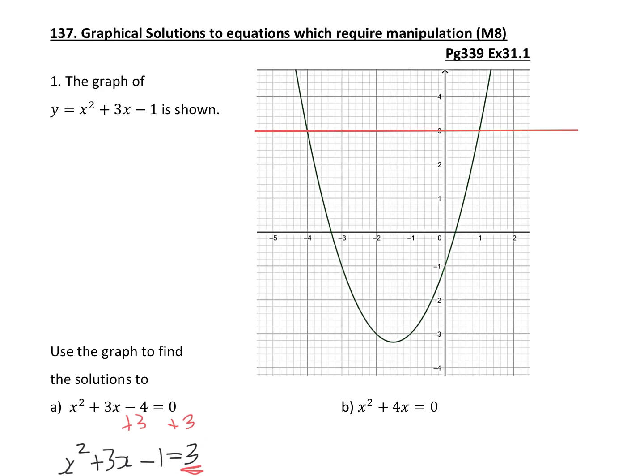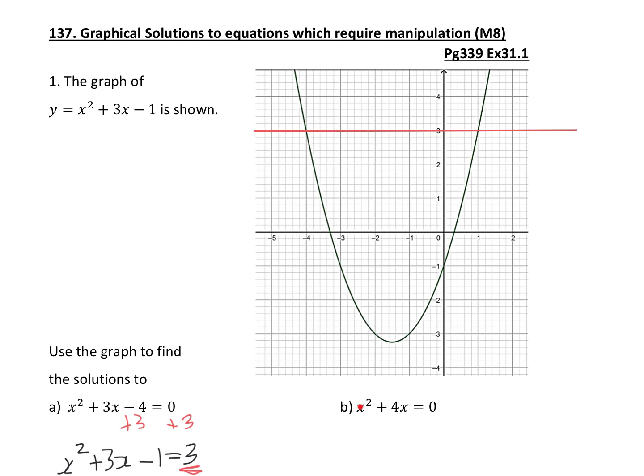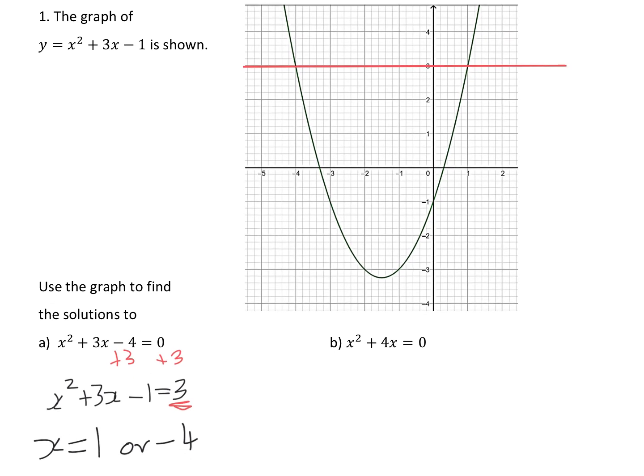Okay, let's look at part B. We're going to have to solve x squared plus 4x equals 0, but that looks nothing like the graph, so how do we use the graph? We have to manipulate and change this so that this left-hand side looks like the graph. And what would you need to do? Well, we don't need to do anything with the x squared, it's got that as required. We've got 4x, but we need 3x, so we'd have to take off an x. But whatever we do to one side, we'd have to do the same to the other. We'd have to take an x off the right-hand side too.